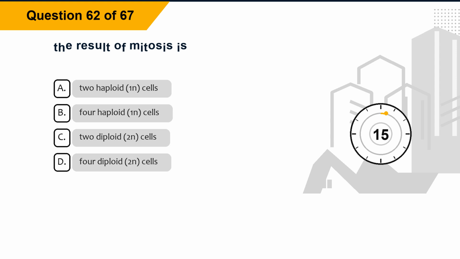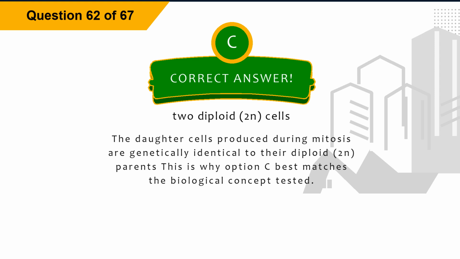Question 62. The result of mitosis is option A, 2 haploid, 1N, cells. Option B, 4 haploid, 1N, cells. Option C, 2 diploid, 2N, cells. Option D, 4 diploid, 2N, cells. The correct answer is option C, 2 diploid, 2N, cells. Explanation: the daughter cells produced during mitosis are genetically identical to their diploid, 2N, parents. This is why option C best matches the biological concept tested.